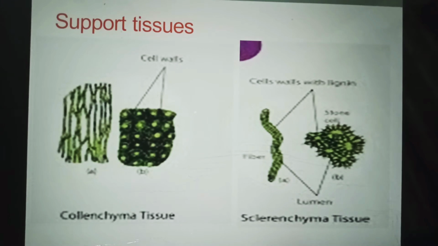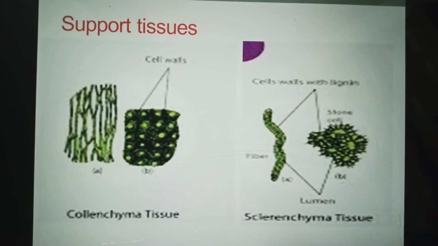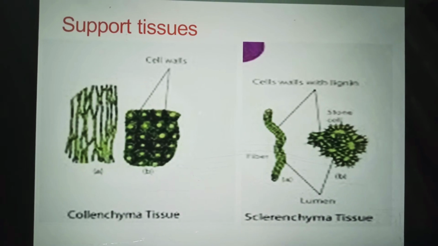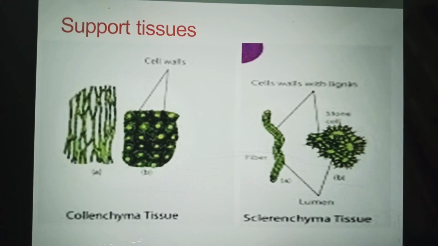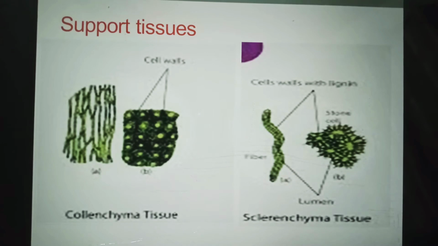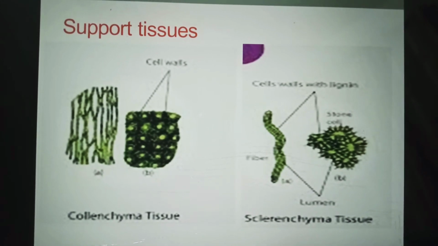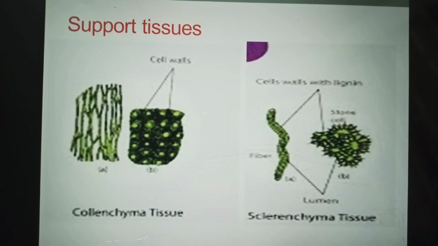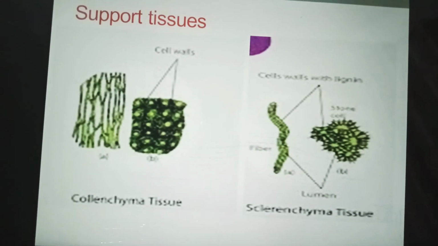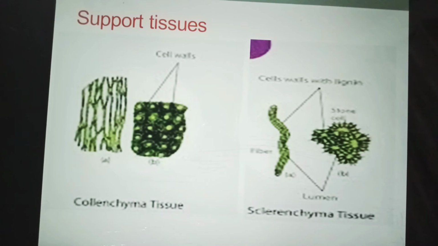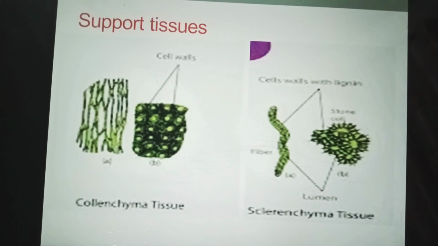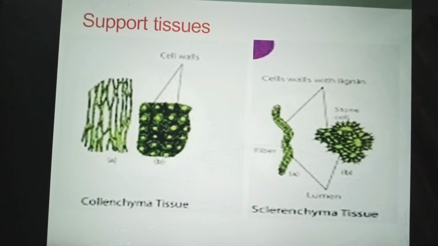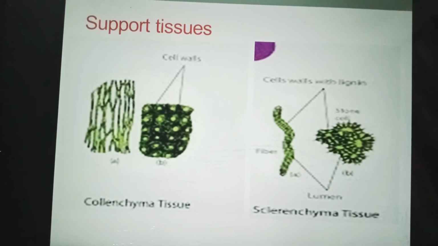Now I will discuss support tissues. These tissues provide strength and flexibility to the plant, and they are of two types: collenchyma tissue and sclerenchyma tissue. Collenchyma tissue is responsible for providing support and flexibility to the organ in which it is found.